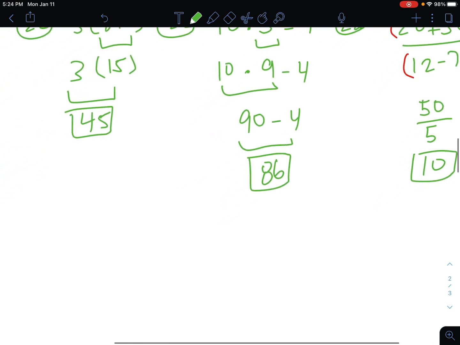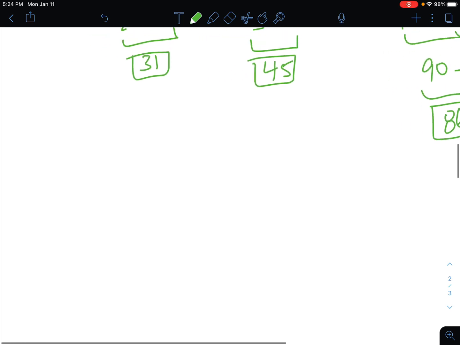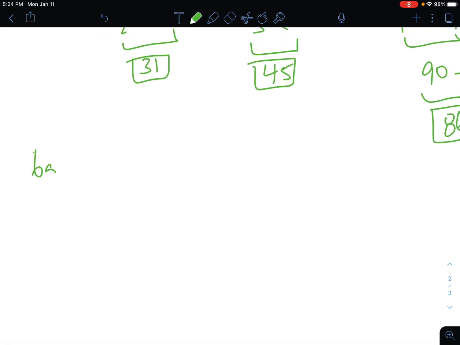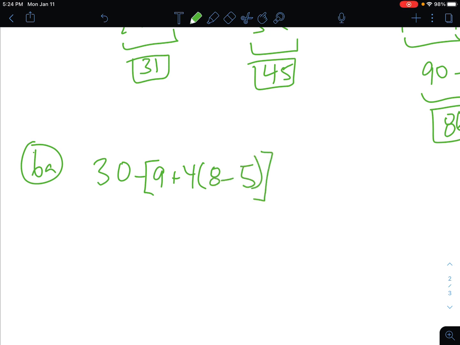Let's do 6. 6A, B, C, and D. So let's try 6A. 6A is 30 minus parentheses 9 plus 4 inside parentheses 8 minus 5, with parentheses and a bracket. This is where it starts getting hard. We have parentheses inside of parentheses, so we're going to do this first. 8 minus 5, which equals 3. Keep those parentheses because you have a 4 right outside of it. Bring down the plus, the 9, the brackets, the 30, the minus sign.